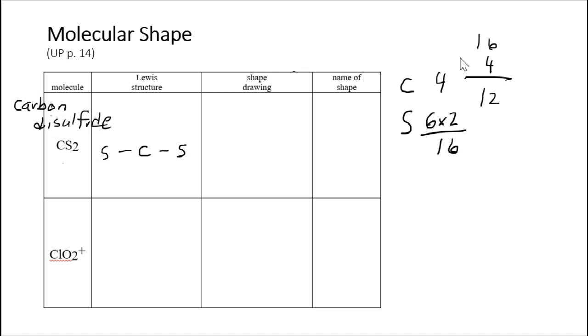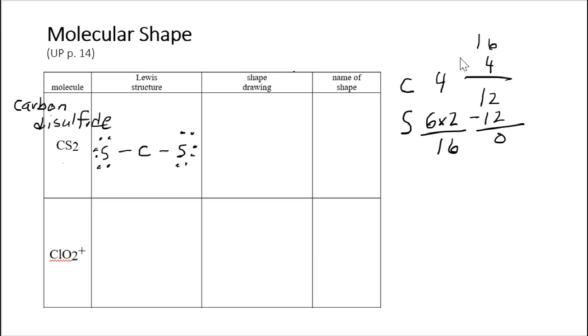This sulfur has 2 from the single bond. It needs 6 more: 1, 2, 3, 4, 5, 6. This sulfur also needs 6 more: 7, 8, 9, 10, 11, 12. So we just used up all of our valence electrons. There's none left. But notice this carbon still needs 4 more.